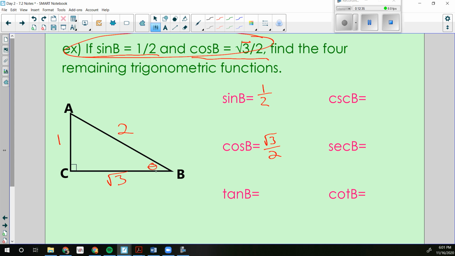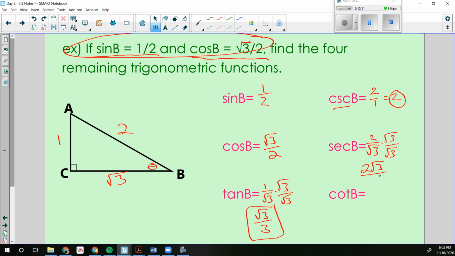Tangent of B is going to be 1 over the square root of 3. But we have to rationalize that. Multiply by the square root of 3 over itself, giving us the square root of 3 over 3. Okay, and then cosecant of B, excuse me, up here is just going to be 2 over 1, which is 2. Go ahead and simplify that. And then secant of B is 2 over the square root of 3. Rationalize that denominator. 2 square roots of 3 over 3.